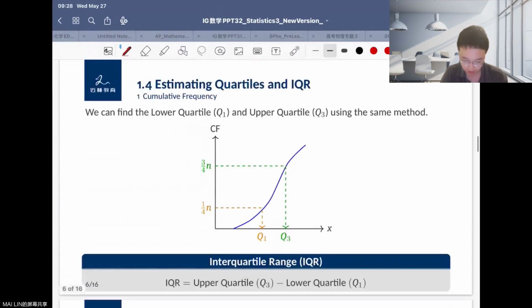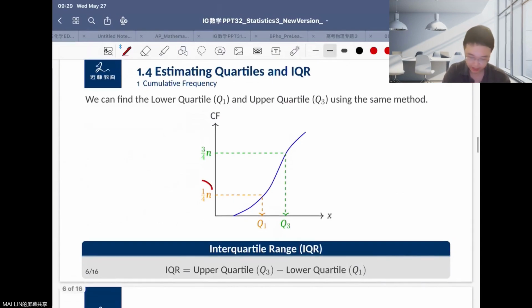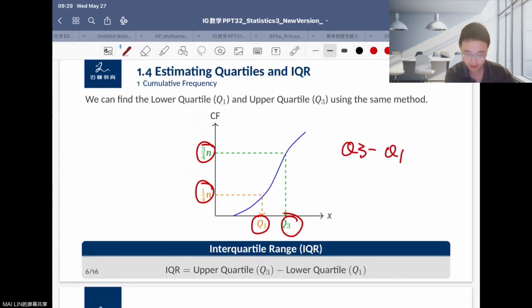Here we also have the first or lower quartile and the upper quartile. The lower quartile is at the 1/4 n position of the cumulative frequency, and the upper quartile is at 3/4 times the total frequency. This is Q1 and this is Q3. So the interquartile range is the difference between the two quartiles, Q3 minus Q1. That is exactly the interquartile range.